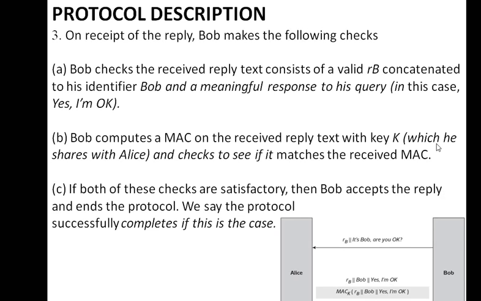On the receipt of the reply, Bob makes the following checks. Bob checks that the received reply text consists of the valid RB concatenated to his identifier B and a meaningful response to his query, "Yes, I am okay." Then Bob computes the MAC on the received reply text with the key K and checks to see if it matches the received MAC. If both of these checks are satisfactory, then Bob accepts the reply and ends the protocol. We say the protocol successfully completes if this is the case.